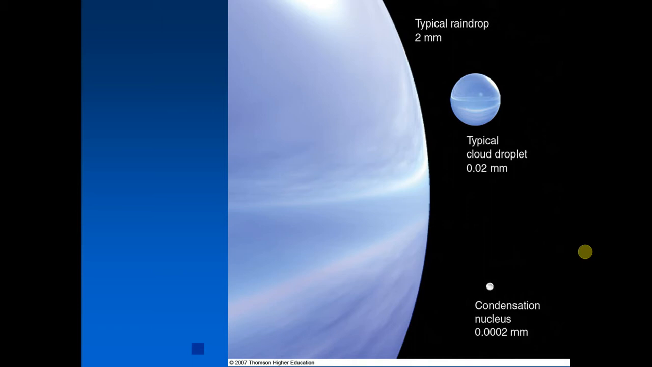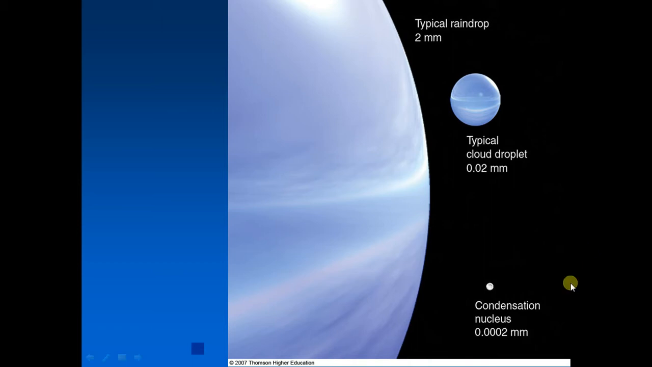To start out, here is a figure illustrating typical sizes of raindrops, cloud droplets, and cloud condensation nuclei, or CCN. Remember that from when we were talking about clouds? As you can see, the typical cloud droplet has a size of 0.02 millimeters, and that size corresponds to the diameter. You see its pretty spherical shape, right? It kind of looks like a ball, okay?